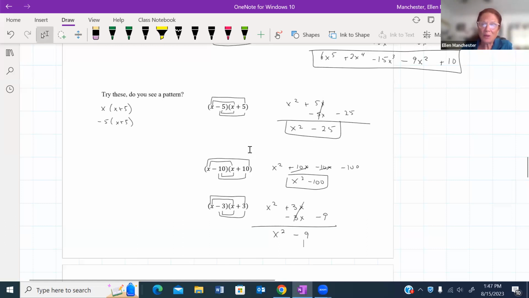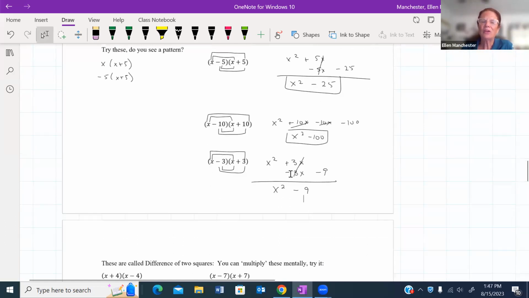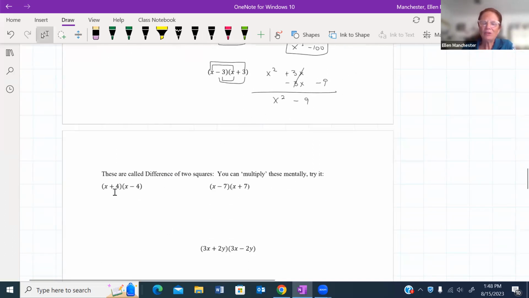So what's nice about that is you can look at this and go, oh, there's a pattern to this. I don't have to do all this work. When I have the exact same values, one's plus, one's minus, watch how easy this is. You can do it mentally. X times x is x squared. Outside is negative 4x, inside is positive 4x, those cancel. 4 times negative 4 is negative 16, and I'm done.